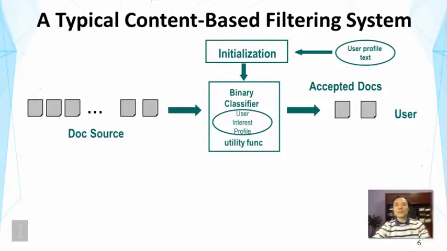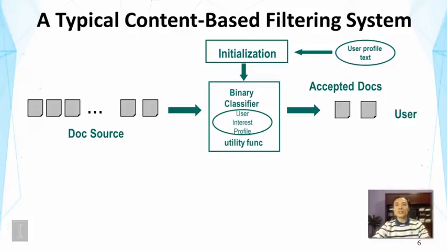So let's first look at the content-based filtering system. This is what a system would look like. Inside the system, there will be a binary classifier that would have some knowledge about the user's interest, and this is called a user interest profile. It maintains this profile to keep track of the user's interest. And then there is a utility function to guide the system to make decisions. I'll explain the utility function in a moment. It helps the system decide where to set the threshold. And then the accepted documents will be those that have passed the threshold according to the classifier.